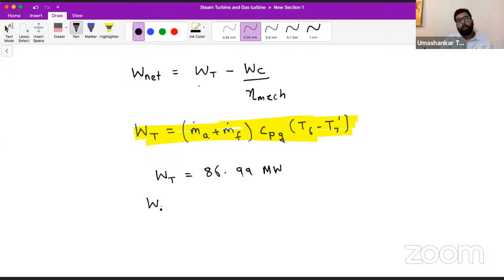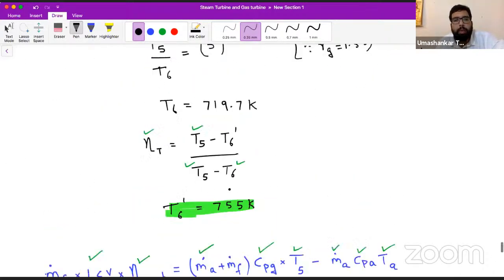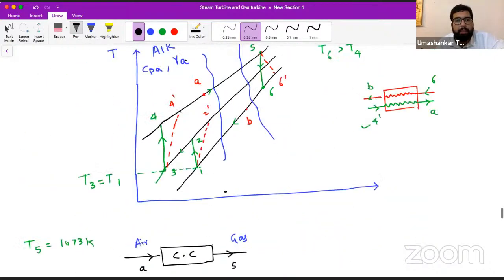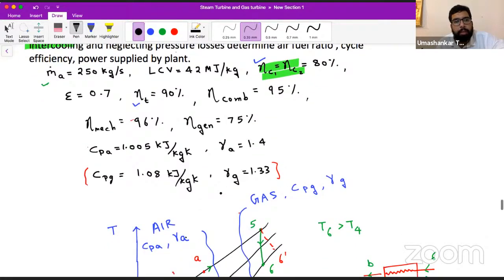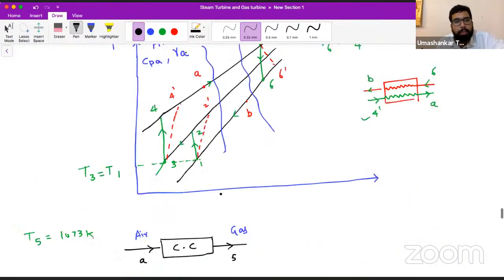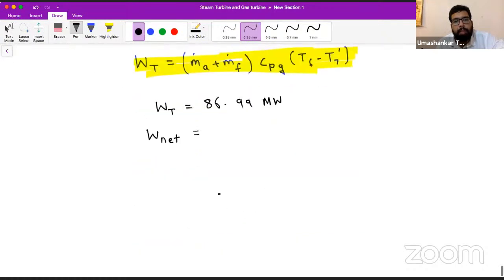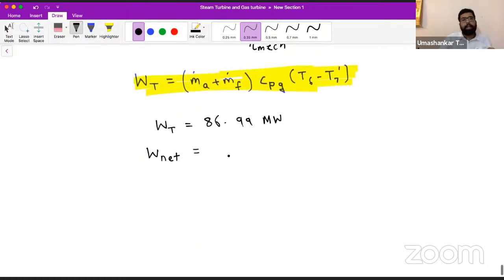And if you put all these values in the work net, mechanical efficiency is given to us. Now see the question. Mechanical efficiency is 96%. So if you put the value of mechanical efficiency and everything, the net work you are going to get is 38.32 megawatt. So this work you have obtained by considering the mechanical efficiency also.